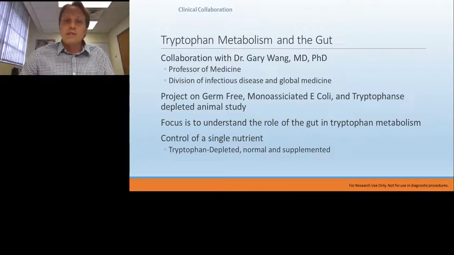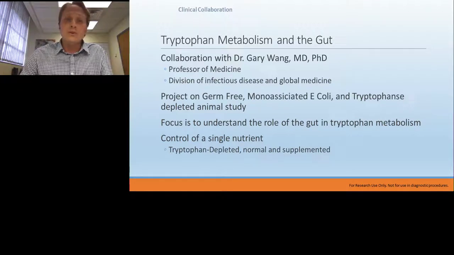Our main goal here is to look at germ-free mice. So those are mice without any microbes in their gut. Look at a set of mice that have a single type of microbe in their gut, and that would be a monoassociated E. coli. And then those that have a tryptophanase depleted, where no species are present to degrade tryptophan, so we can get an understanding of that. And for now, I'm really just going to show you the germ-free results, as we're still building this project.